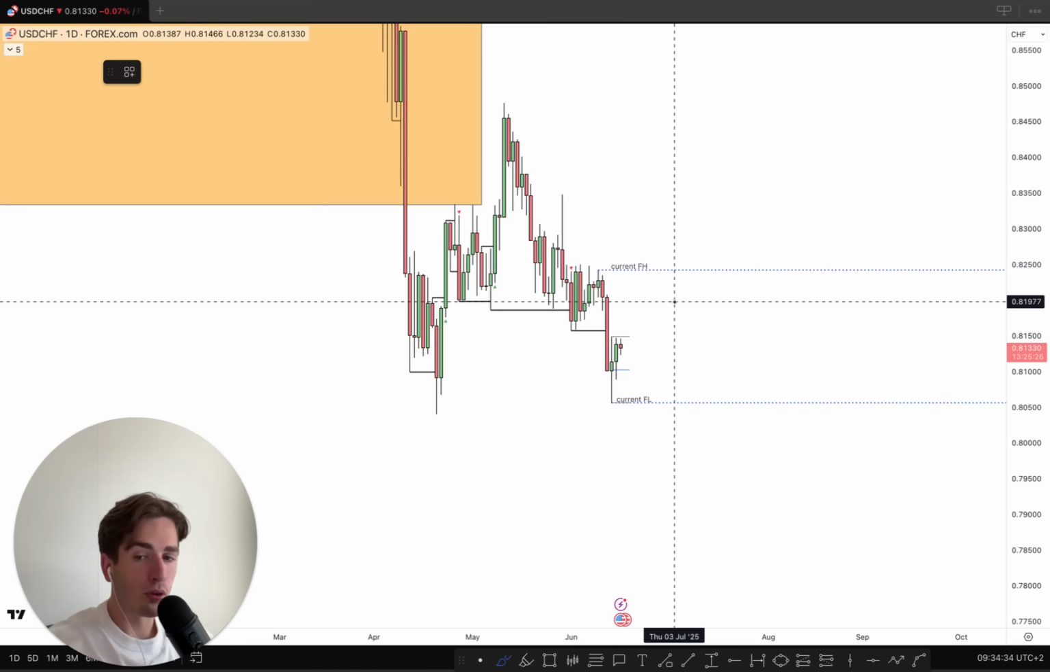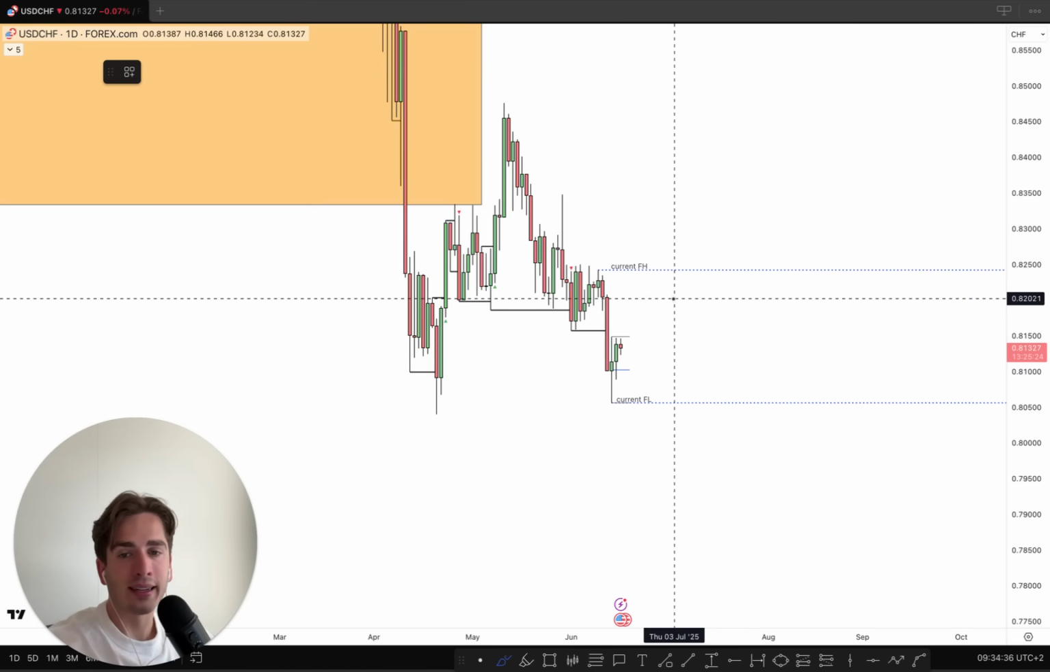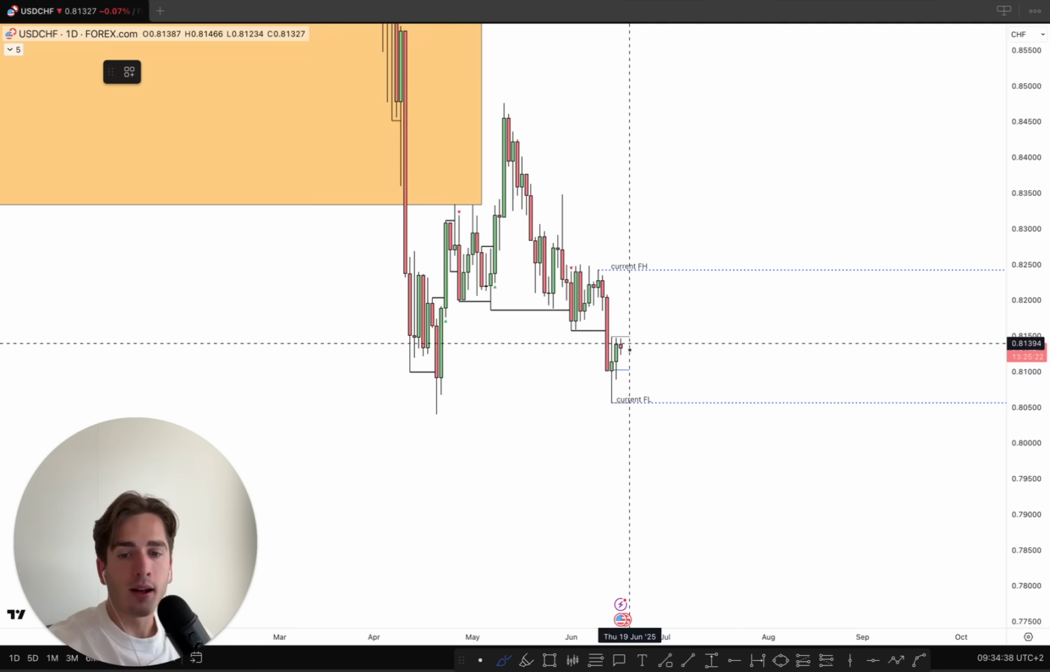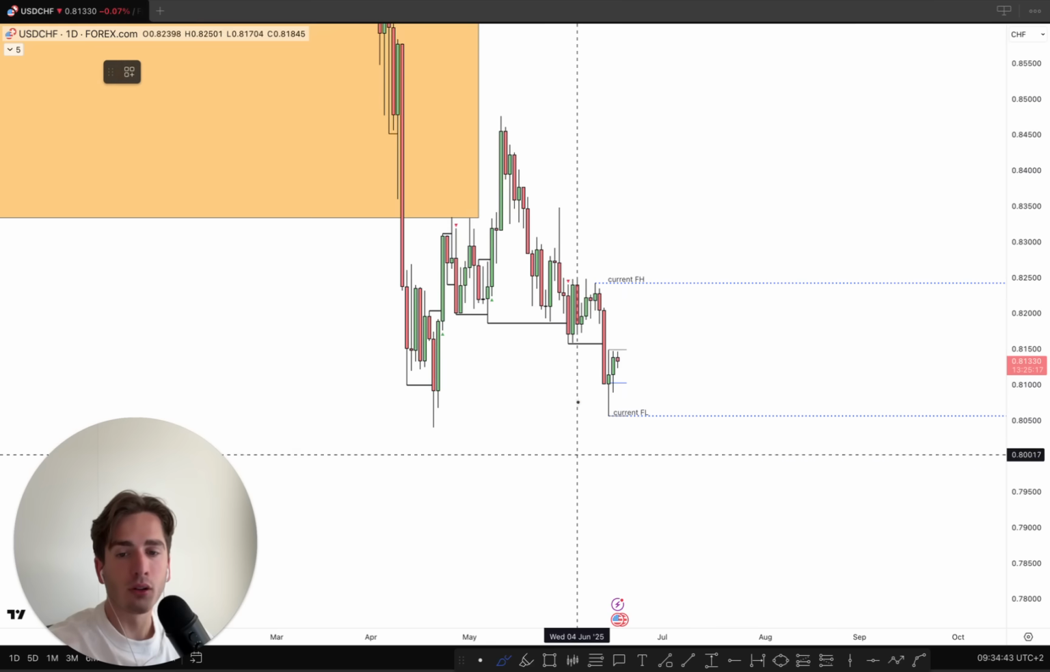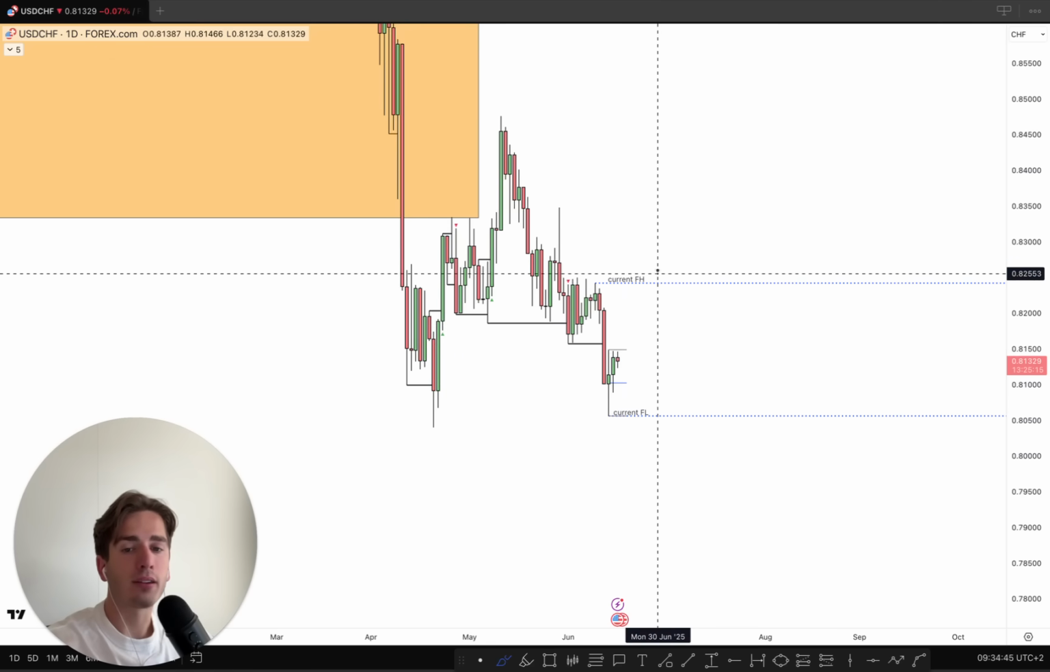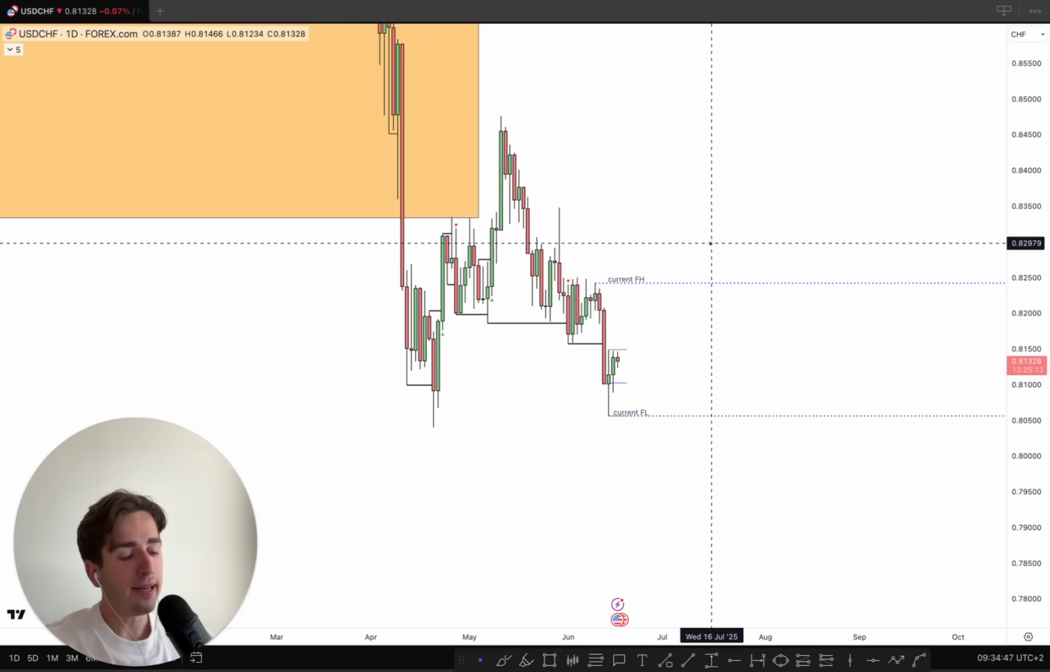If the speech overall is dovish, so bad for the Swiss franc in the sense that it's bearish, then that should push USD Swiss up higher. So I'll be looking for those longs, but the real longs for myself are really going to come back once we break the current fractal high on the daily.